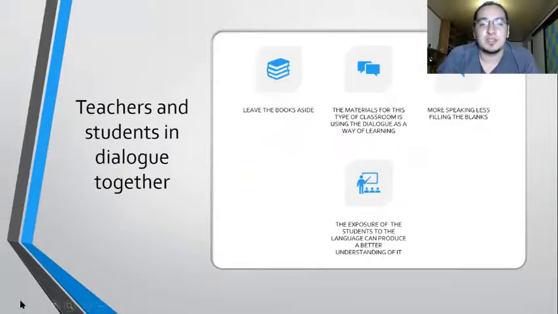There are teachers and students in dialogue together. So part of the lexical approach is to leave the books aside. Why? Because they're full of grammar, vocabulary, sentence patterns, and most of the time, yes, it works. It provides you sentences, but you cannot relate that to a specific context. The significant meaning of those words just get into the papers of the book, but not in the person's interest. And that is important to understand.